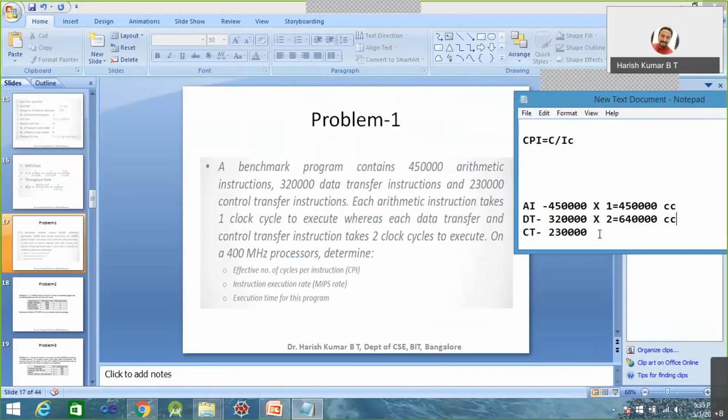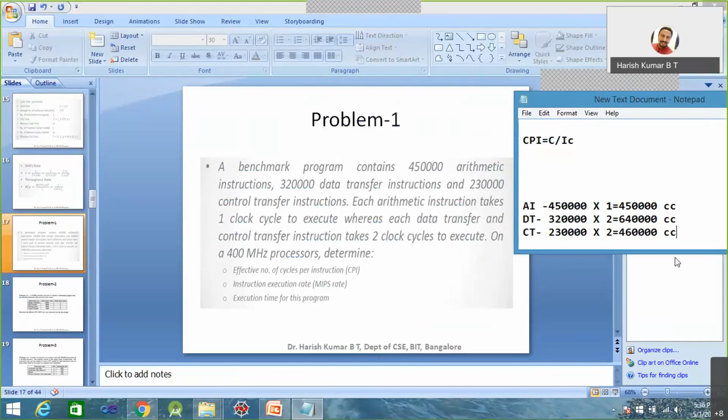Correct now? Similarly, to complete the execution of all the control transfer instructions, each requires 2 clock cycles, so you require 4,60,000 clock cycles. This is the clock cycle count required to complete the execution of 4,50,000 arithmetic instructions, this for data transfer, and this for CT.